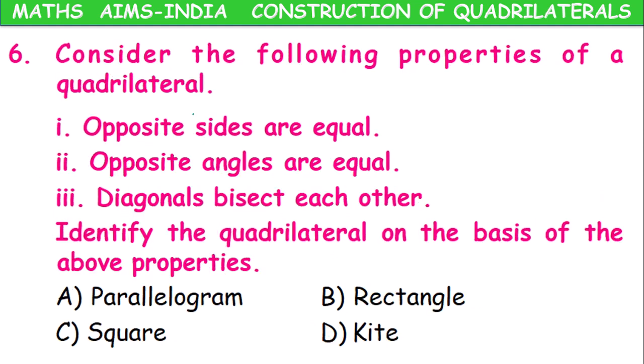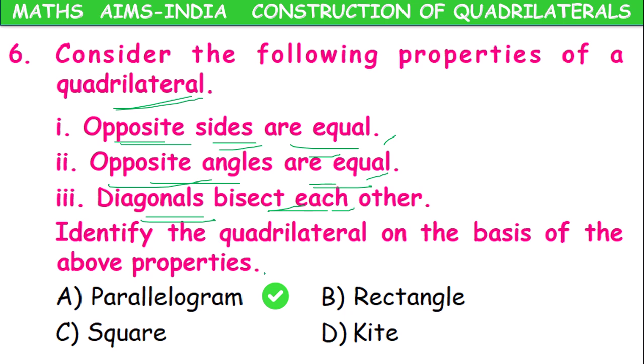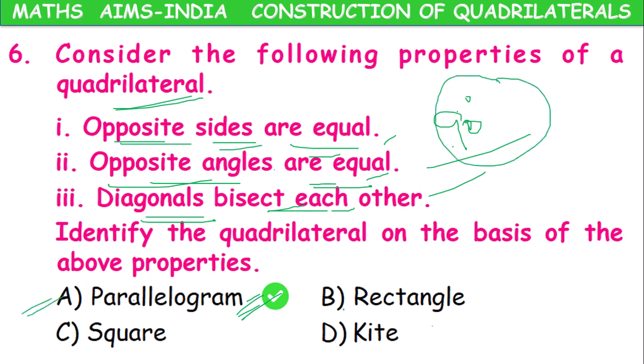Next, consider the following properties of a quadrilateral. Opposite sides are equal. Opposite angles are equal. Diagonals bisect each other. Answer is parallelogram. Along with that, if they had mentioned that the angle is 90 degrees, then it may be a rectangle. But they have not mentioned the angle, so that's why it's only a parallelogram.